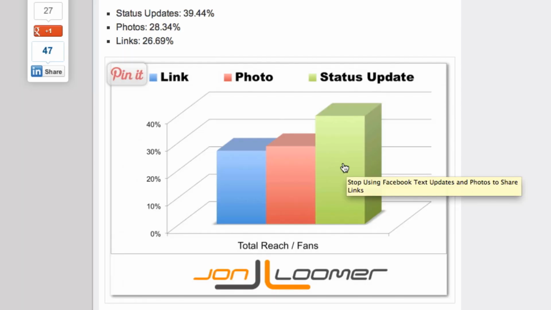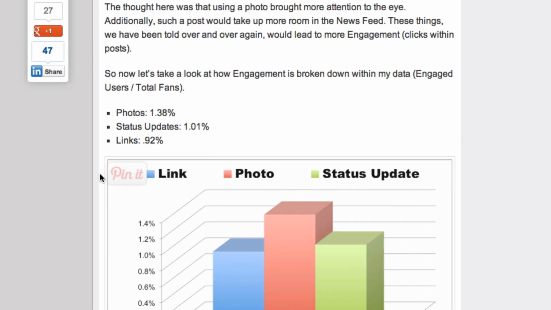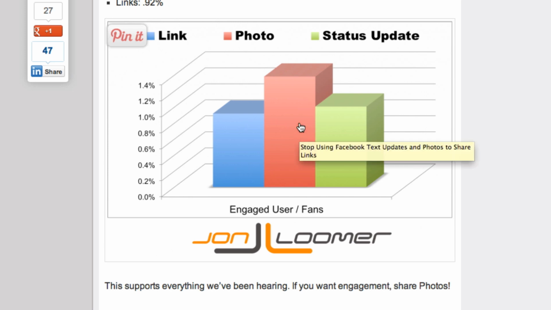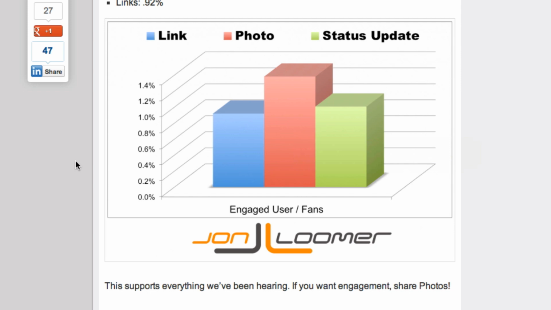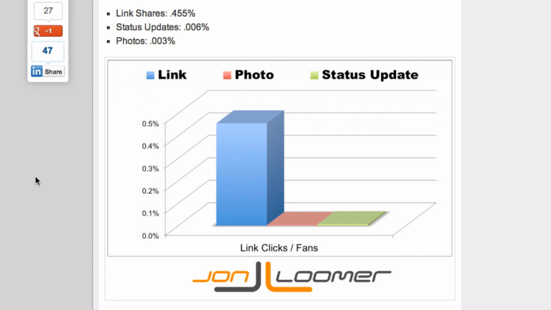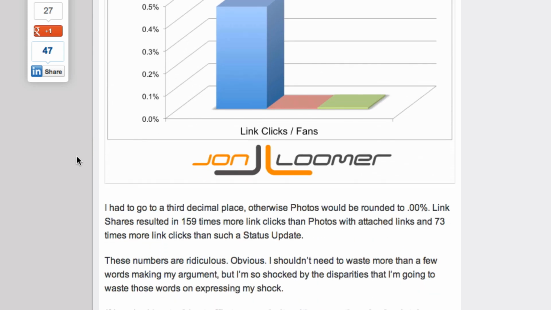But first of all, reach. People have been using status updates because reach for them is much higher while links are lower. So this is my data over the last year, basically, of anything that's been used to drive traffic to my site, that includes a link in it. And then photos obviously had much more engaged users per fan. But what I was finding was that the amount of link clicks was ridiculously high for links compared to the other two. We're talking about 159 times more than photos, 73 times more than status updates.